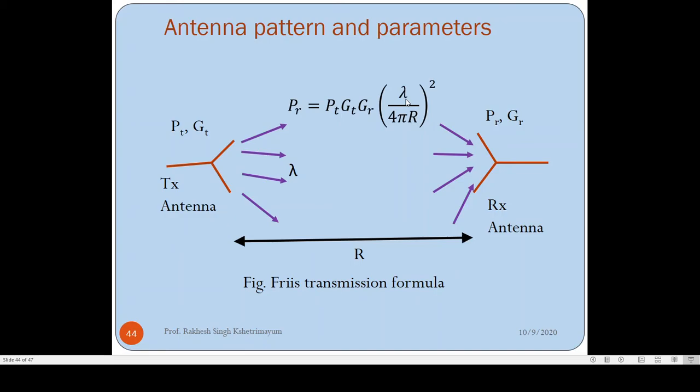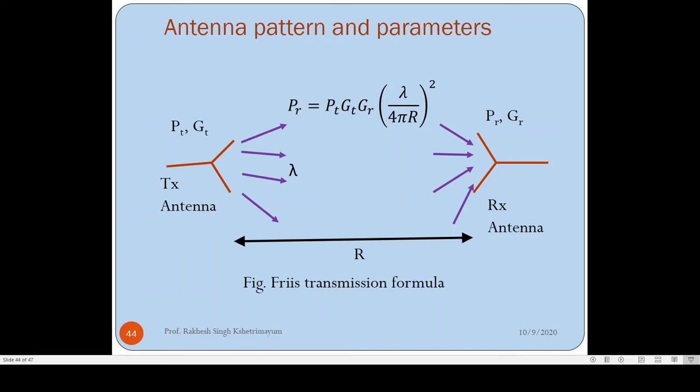If wavelength is higher and higher, you will have more received power, but if wavelength is higher and higher, frequency becomes smaller and smaller. That means when you go for higher and higher frequency, wavelength will become smaller and smaller. So for higher frequency, power received will be lesser. If you go further away from the antenna, power will also be reduced as 1 by r square. So this is the famous Friis transmission formula.